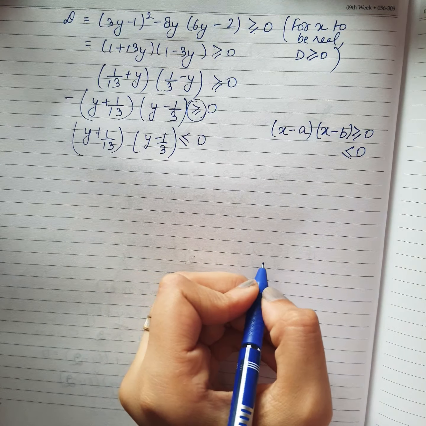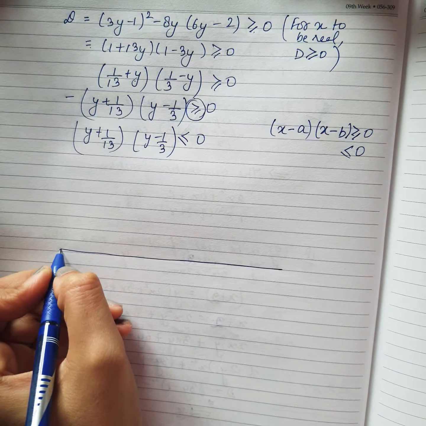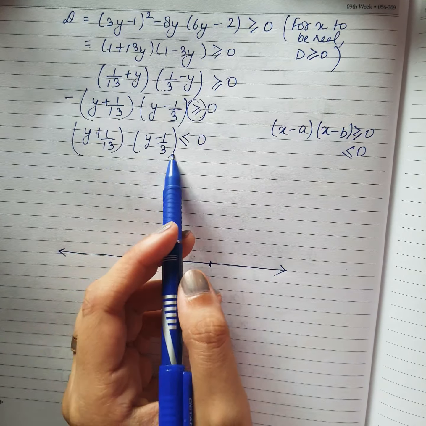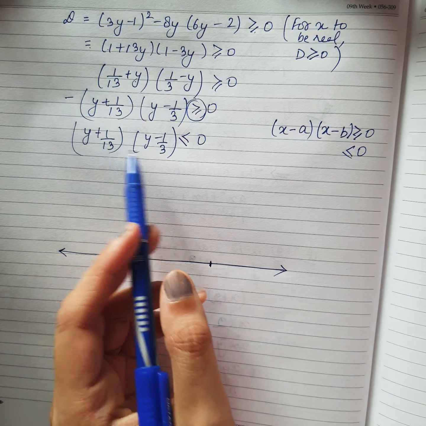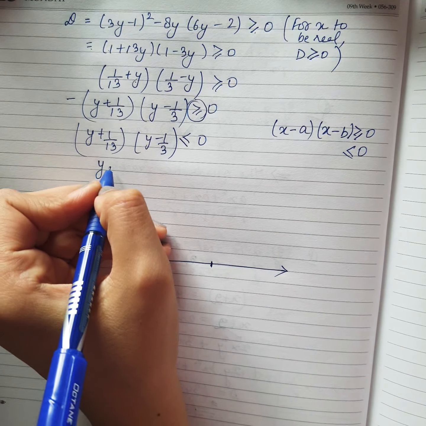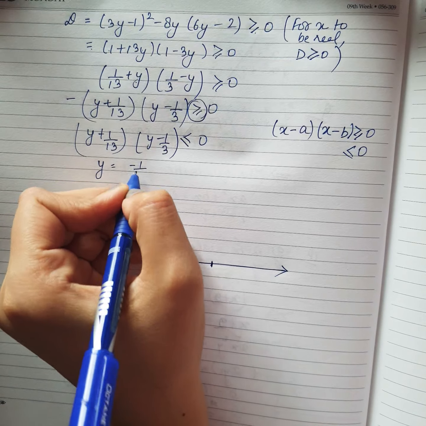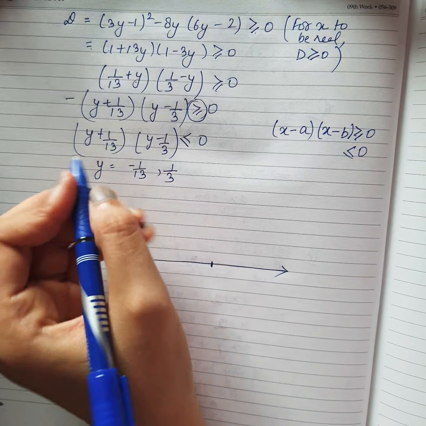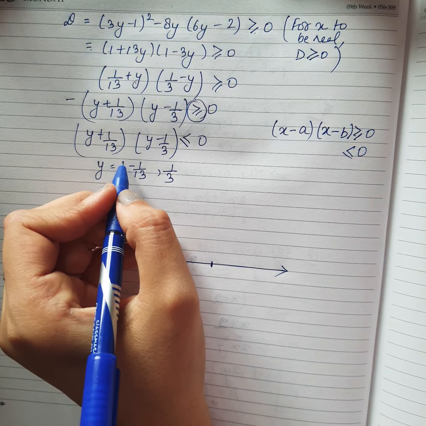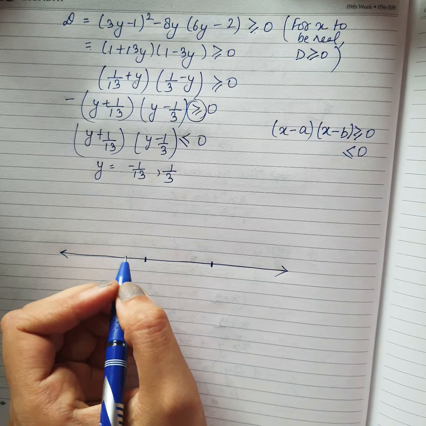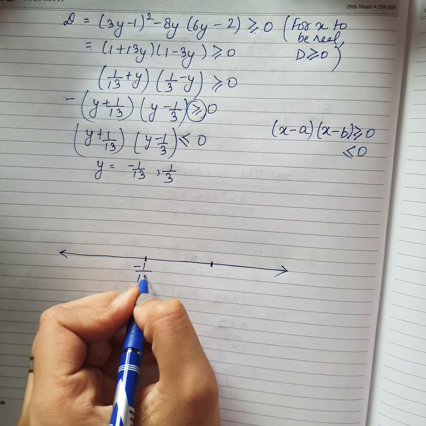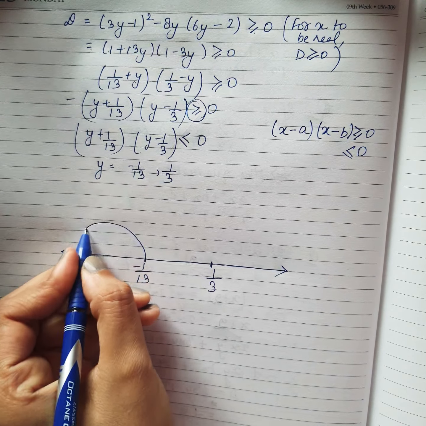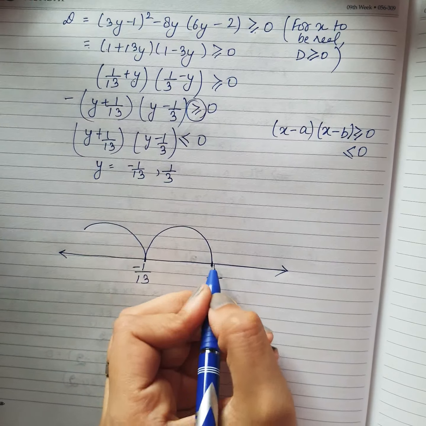Now we need to plot. We will make a number line where we will plot 2 points, the two values. Out of this, the smaller value is, see, actual values of y will be minus 1 by 13 and 1 by 3 when I solve this particular inequation. So minus 1 by 13 and 1 by 3. These are the class intervals.